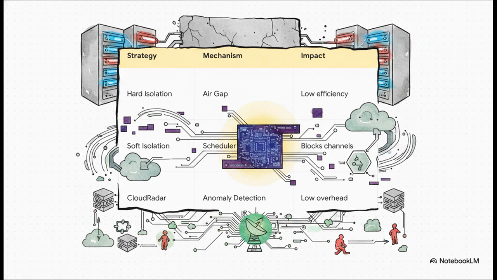The second is soft isolation, where we change how the hypervisor schedules CPU time to actively limit interactions. And the third is real-time anomaly detection, like a really cool system proposed in the research called Cloud Radar. Let's actually take a closer look at how these last two work in practice.